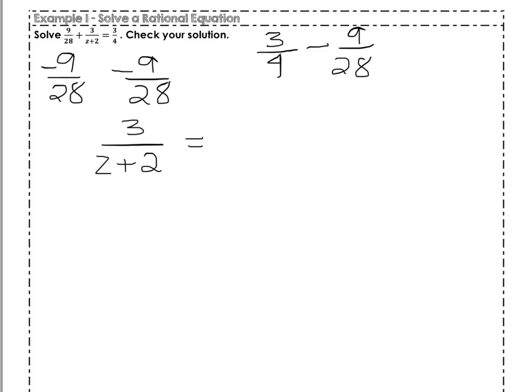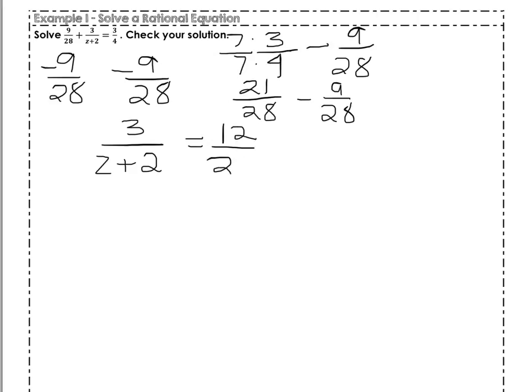Let's see, 4 times what gets me 28? Well, that would be 4 times 7. So I'm going to multiply both top and bottom by 7, getting me 21 over 28. And then we're going to subtract 9 over 28. So 21 minus 9 is going to get me 12 over 28.